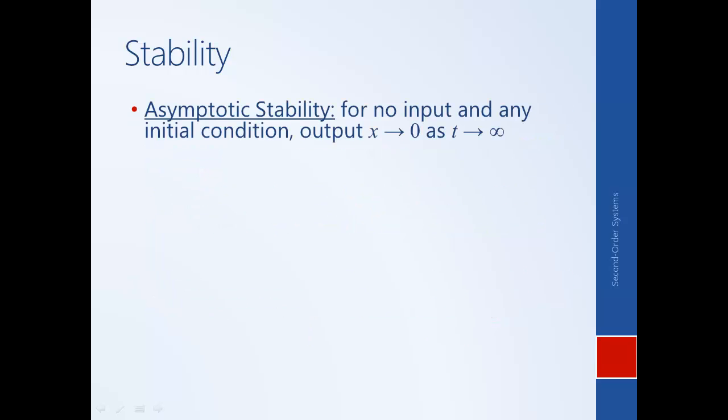One definition is called asymptotic stability, and it says, for no input and any initial condition, the output decays to 0 as t goes to infinity. So in other words, it's not enough that the natural response doesn't blow up, but it must actually decay to 0.